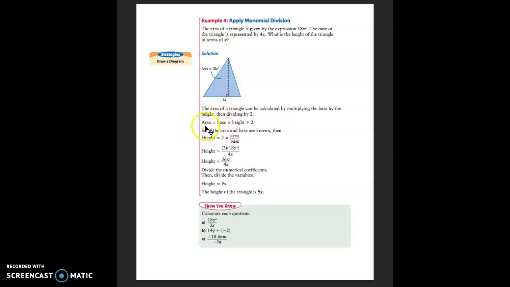So what you do is you write out the formula of the area of a triangle, which is base times height divided by 2. And then you know that the base is 4x, right? So you have 4x on the bottom where it's written out here. So you take 2 times 18x squared, which is 36x squared, and then you divide it by 4x. Again, 36 divided by 4 is 9, and then x squared divided by x is x, so 9x. So the height of the triangle is 9x.